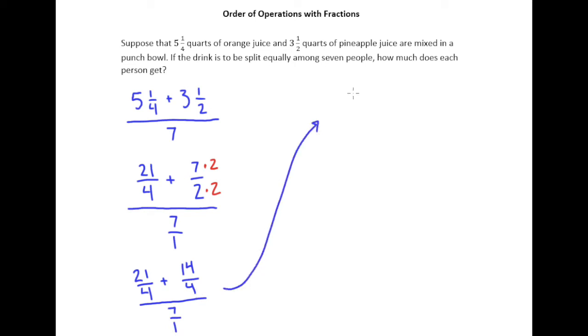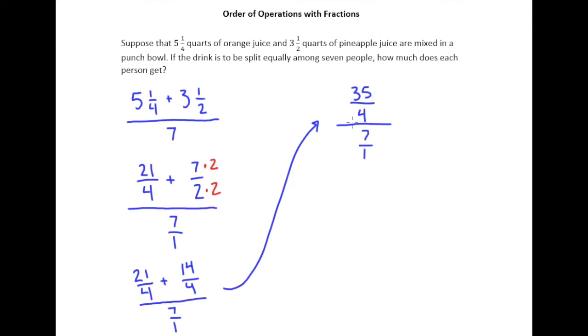Okay, so we need a common denominator on top, which is of course 4. So I just need to multiply the top and bottom of 7/2 by 2. And so we end up with 21/4 plus 14/4, all divided by 7/1. Now we can add the tops, and so 21 plus 14 is 35. So we have 35/4 all over 7/1.